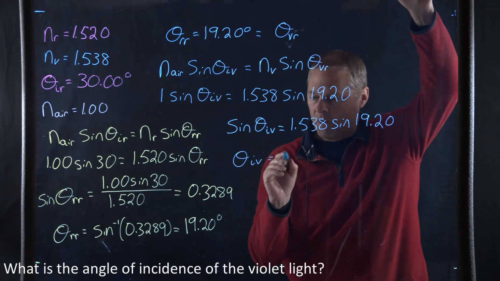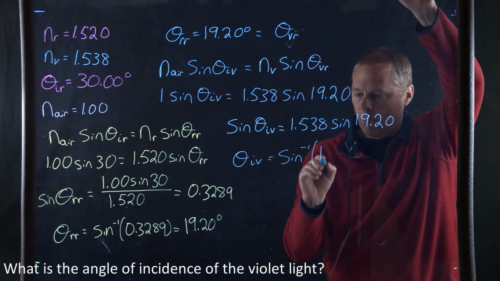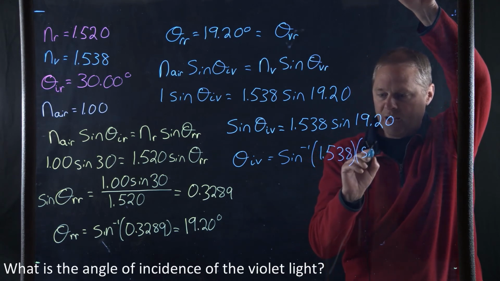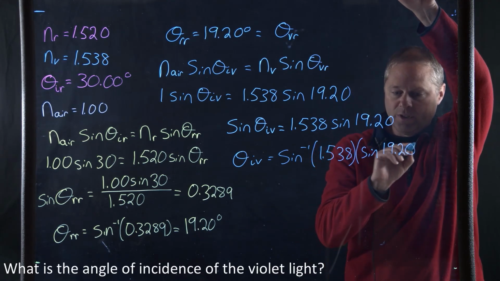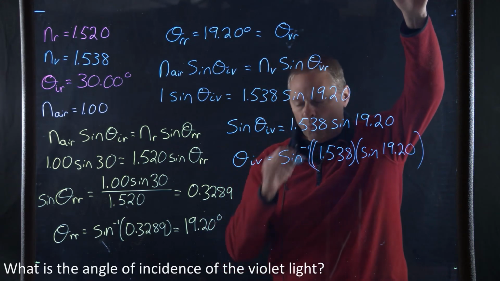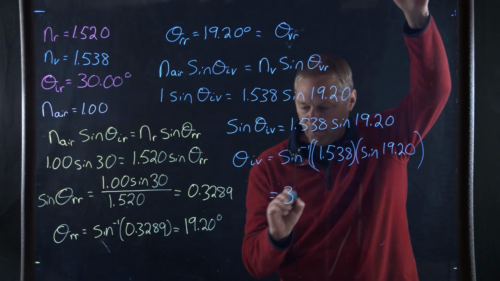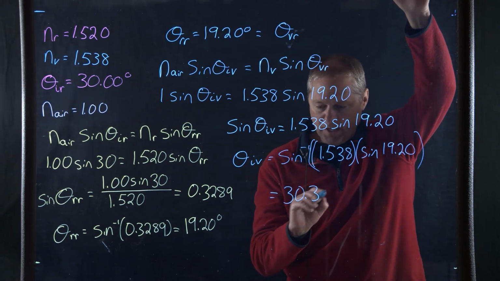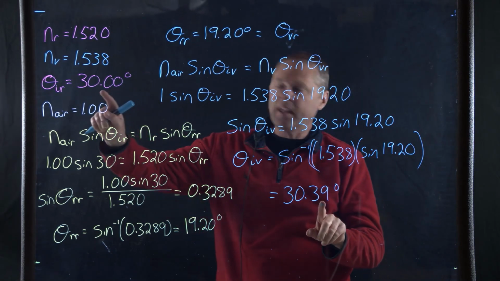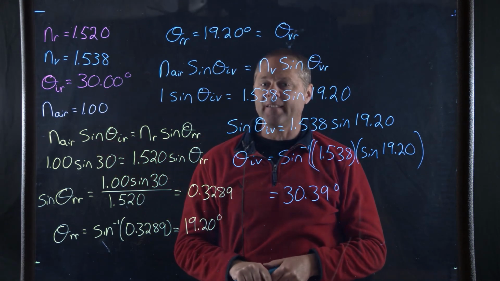We can do this arithmetic and we get that theta IV, the incident violet light, is equal to the inverse sine of 1.538 times the sine of 19.20. It's going to be the inverse sine of that entire quantity. And when you plug that in, you get an angle of 30.39 degrees. So the angle of incidence for the violet light is slightly different than the angle of incidence for the red light.